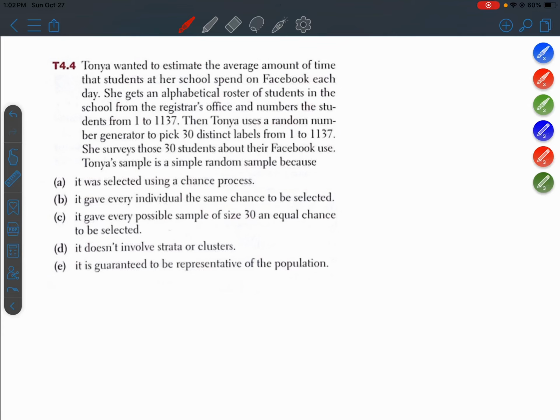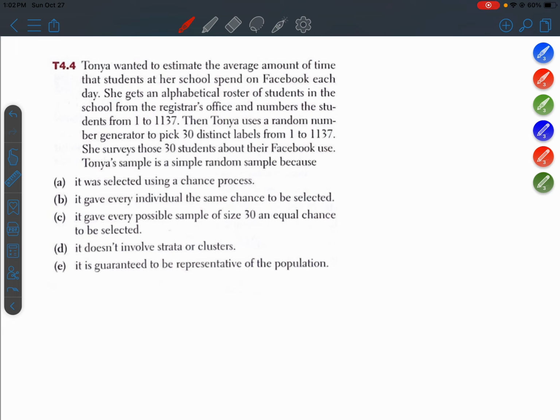T4.4. Tanya wanted to estimate the average amount of time that students at her school spend on Facebook each day. She gets an alphabetical roster of students in the school from the registrar's office and numbers the students from 1 to 1,137. Then, Tanya uses a random number generator to pick 30 distinct labels from 1 to 1,137. She surveys those 30 students about their Facebook use. Tanya's sample is a simple random sample because blank.